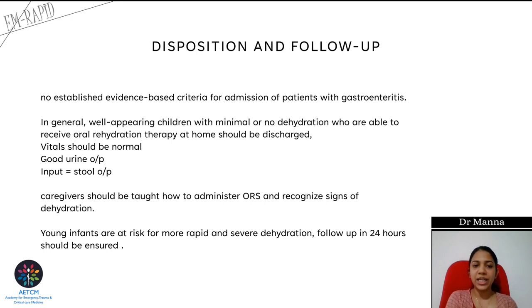At least the patient's input should be more than the output. The caregiver should be taught about the signs of dehydration and how to give ORS solution, educated not to stop feeding the child, to continue breastfeeding, and advised regarding what food items to give the child. They should be educated how to identify if the child is becoming drowsy or having fever, and to bring the child back. If the child is a young infant, less than 1 year of age, we should ask them to follow up within the next 24 hours.